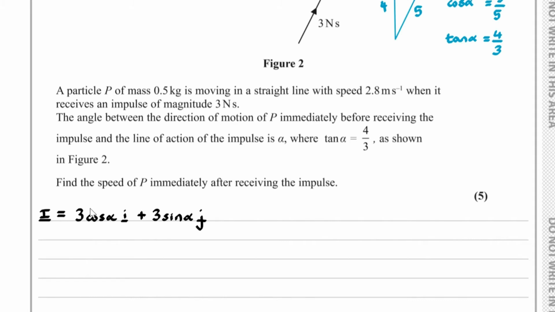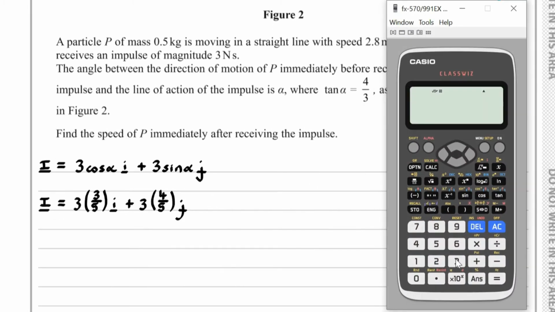Now, what we have over here, I, is 3 multiplied by 3/5 in the i direction plus 3 multiplied by 4/5 in the j direction. So 3 times by 3/5 is 1.8. So therefore I is equal to 1.8 i plus, now here we've got 3 times by 4/5, which is 2.4.